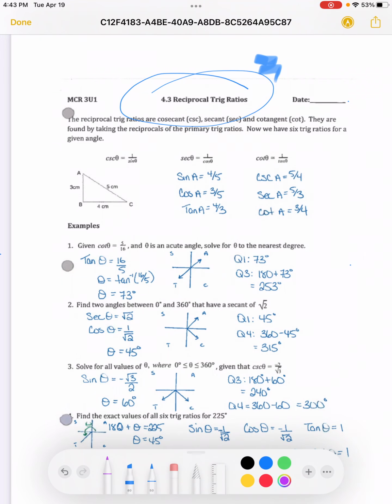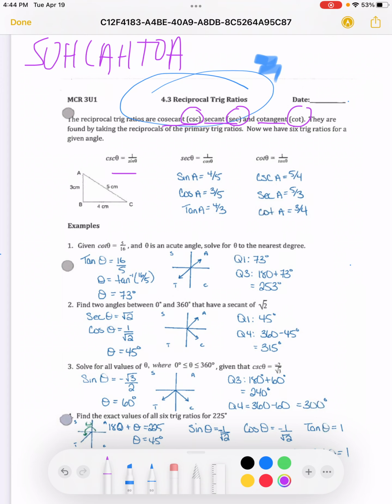Reciprocal trig ratios are cosecant (CSC), secant (SEC), and cotangent (COT). They are found by taking the reciprocal of the primary trig ratios. Now we have 6 trig ratios for given angles. We had SOHCAHTOA, so remember that? If not, go watch the video.